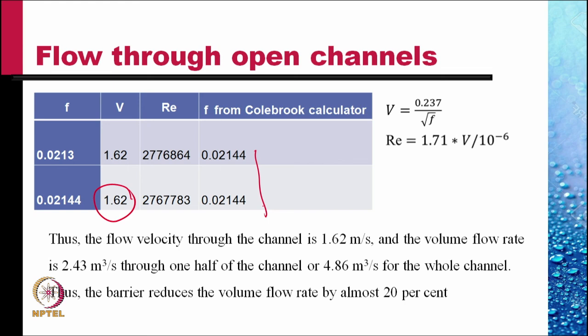Thus, the introduction of the barrier reduces the volume flow rate by almost 20% because of the additional shear stresses on the central barrier, which reduces the flow velocity.